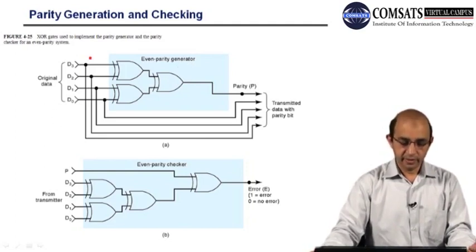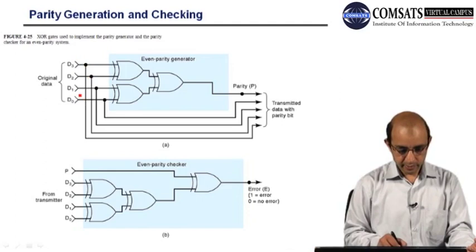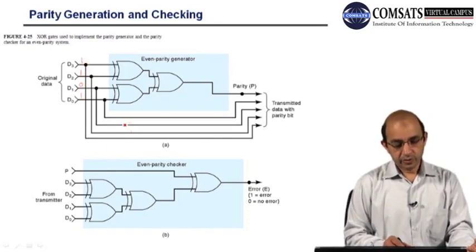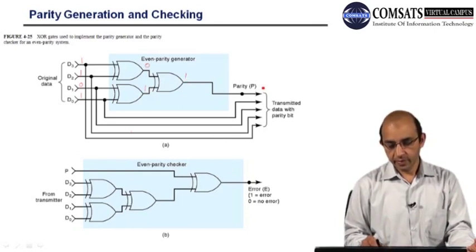So let's have an odd number of ones. If I place a 1 here, 1 here, D1 0, and then 1 here, and then 1 here. Those two ones will produce a 0, and then those two ones will produce a 1. And then we have a 1 here, so this is the even parity.